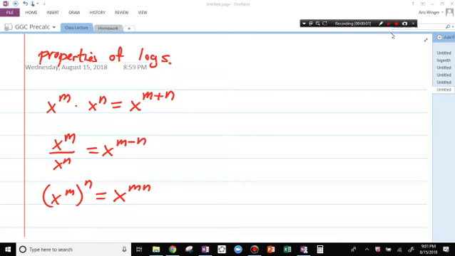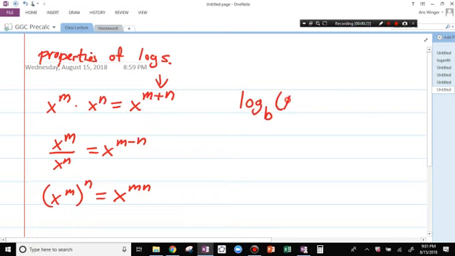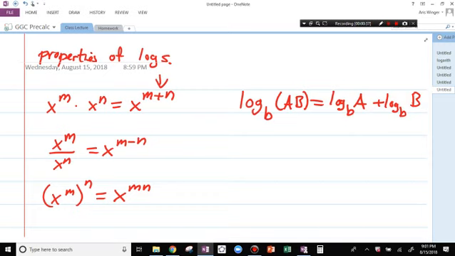Okay. So, properties of logs. This statement right here is saying that the power of multiplication means that you add. The powers you get through multiplication are the same as if you just added the powers.